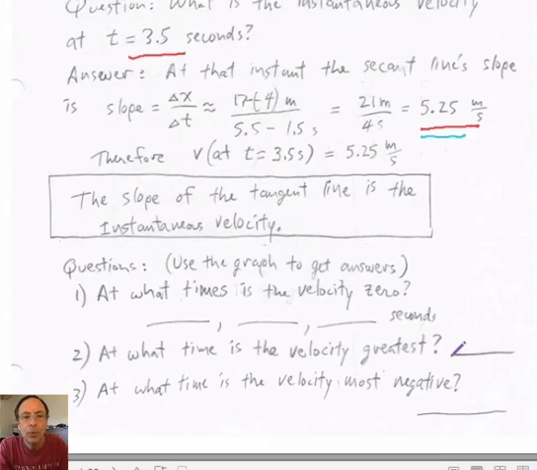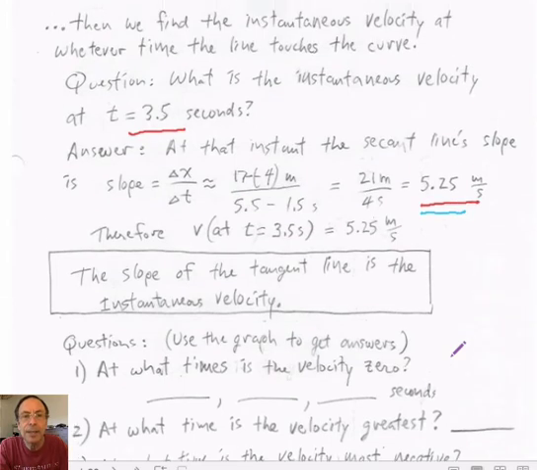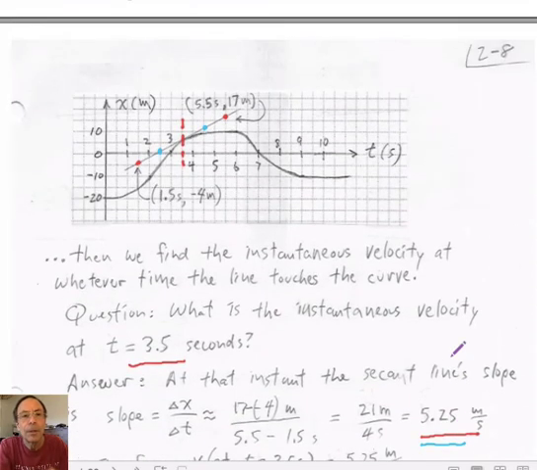Okay, so I have some questions for you. At what times is the velocity 0 in this graph? I already mentioned right around 5.5 seconds, and there are 2 other times where the velocity is about 0. I'm sure you can figure this out.